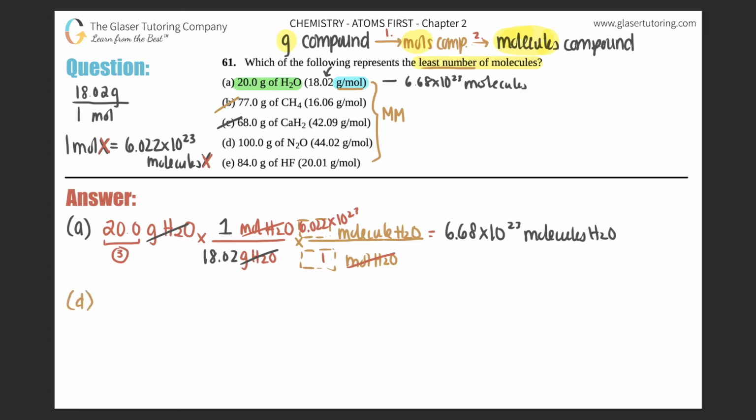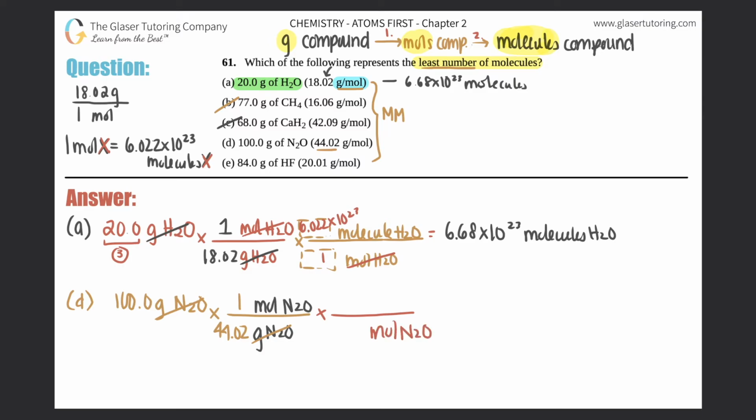D. 100.0 grams of N2O. Okay, well, times that ratio, right? Grams of N2O on the bottom, mole of N2O up on the top. They gave me the molar mass, so 1 mole equals 44.02. That's coming from this, right? Cancel out the grams. We're left with moles, but we've got to make that ratio.